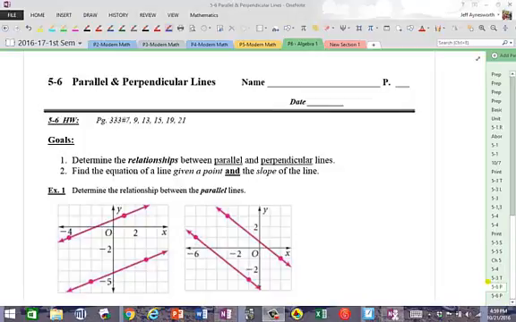Hey everybody, this is Mr. Ainsworth, and we are going to get into a new lesson here. Chapter 5, Section 6 in your new Algebra 1 textbook about parallel and perpendicular lines.